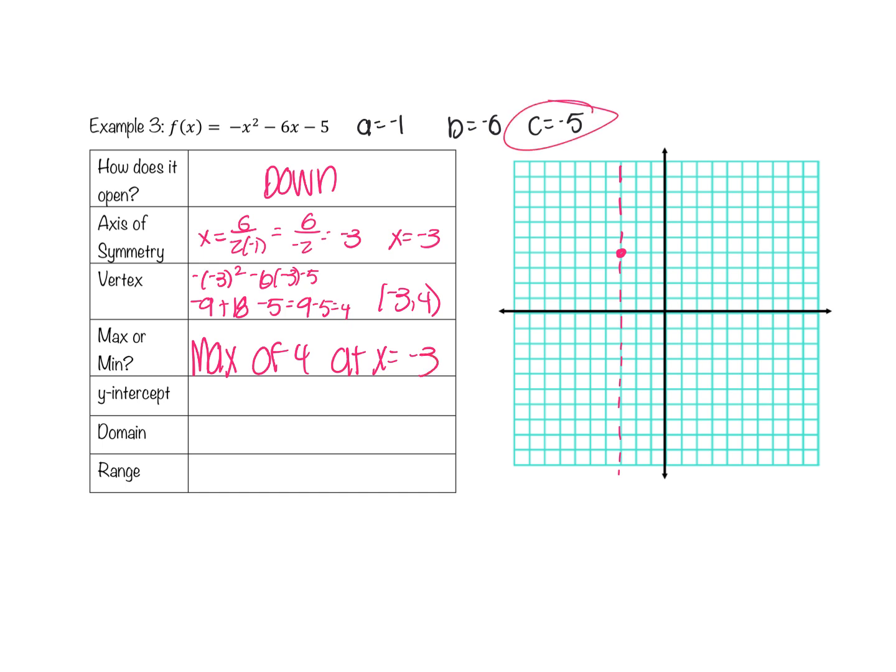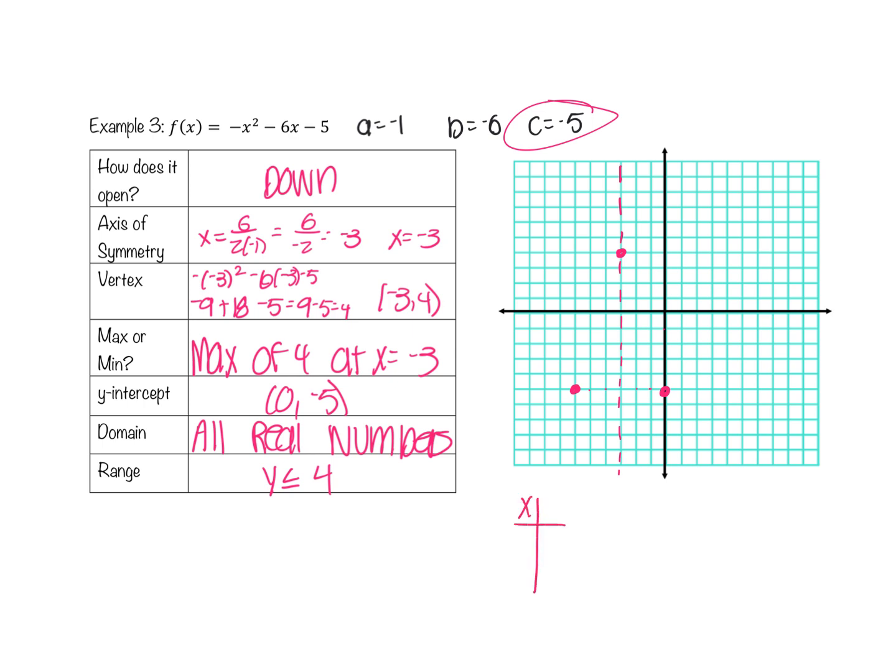My y-intercept is my c value, so that is 0, negative 5. I can plot that point. That's 3 units away, so 3 units on the other side, I can reflect my point right there. Domain, again, is all real numbers. And then your range, since it opens down and 4 is your biggest value, will be y is less than or equal to 4.